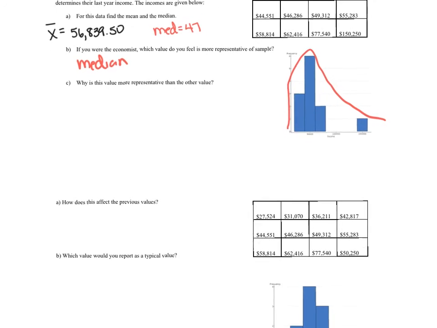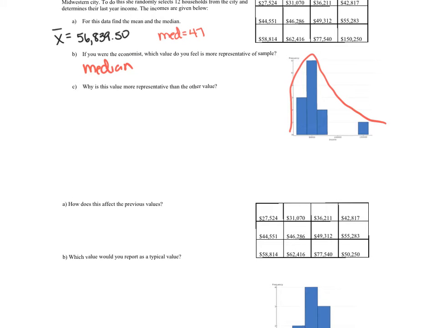Let's say that there was a mistake in the data, and in particular, this extreme value right here, 150,250, was actually a mistake. It's actually only supposed to be 50,250, right? So I want to know, how does that affect my previous values, or which values really change and which values really don't change? Well, this value needs to be rearranged into our data set, and it's going to fit right about here.